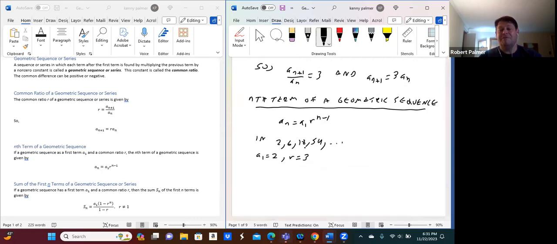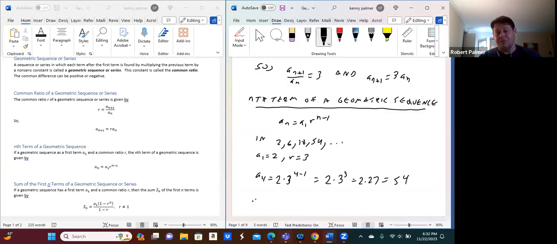So for example, I can actually verify. My fourth term should be 54 if I do a_4. I'm having a hard time writing numbers today. If I do a_4, then according to this, that's going to be 2 times 3 to the 4 minus 1. And that should be 2 times 3 cubed. Okay, 3 cubed is 27, so 2 times 27 is 54. Okay, check. So that's correct.